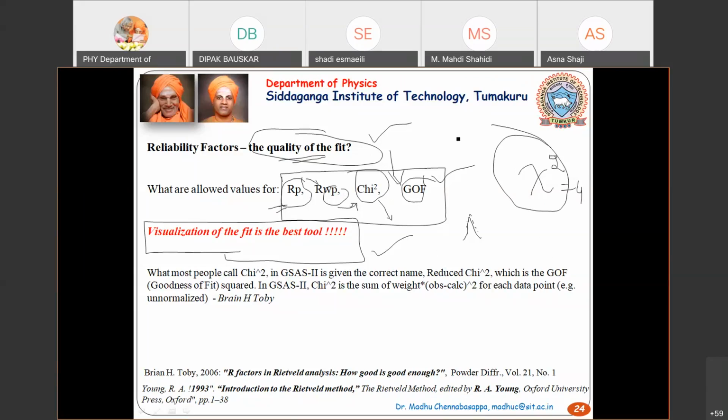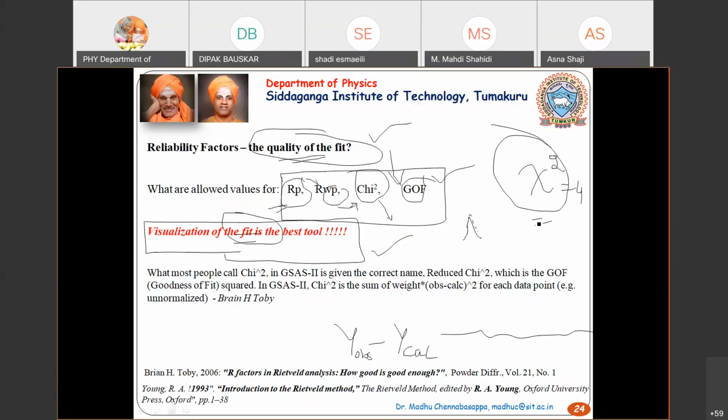Even if you have a sufficiently good fit, when you see this fitting visualization, that is what we did in the previous case. What is the meaning of a good visualization? Your Y observed minus Y calculated should be very small. That means it should look like a very straight line. Then it means it's a good fit. So these are things you need to take care of.